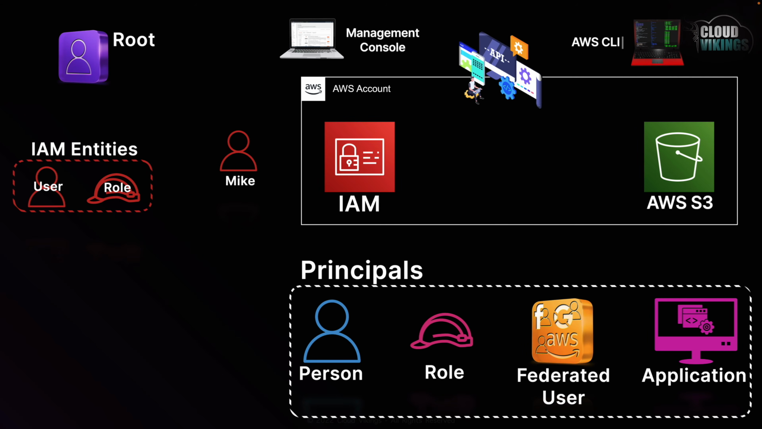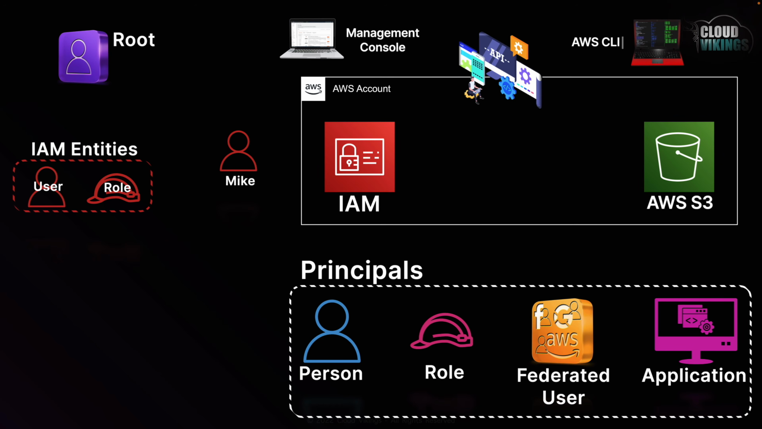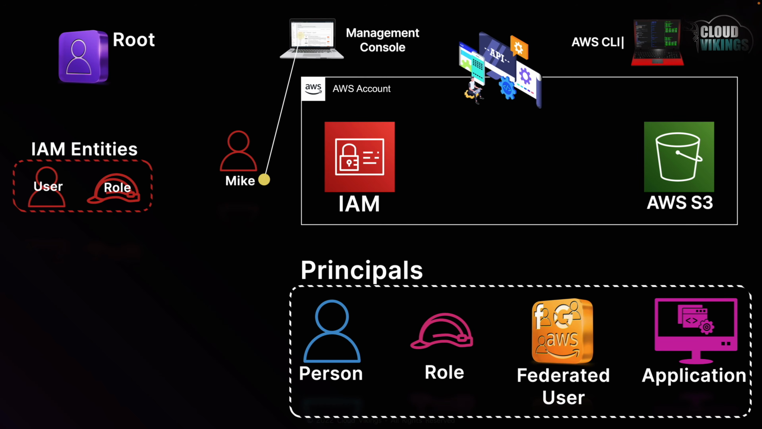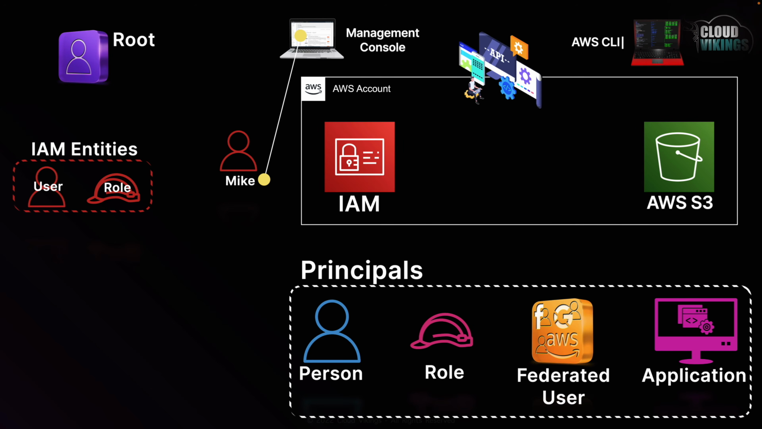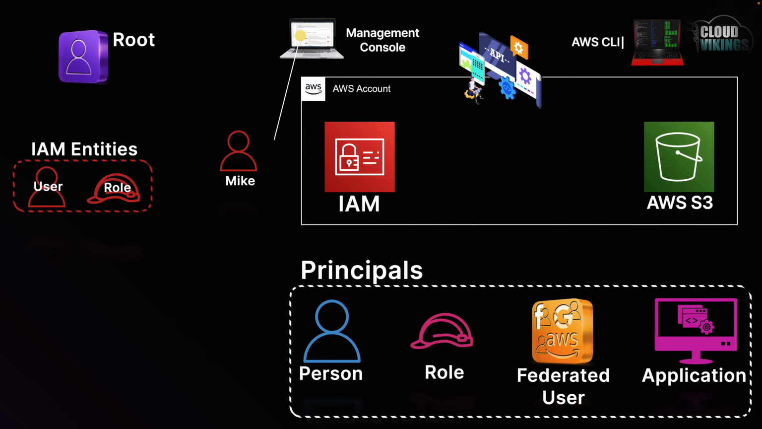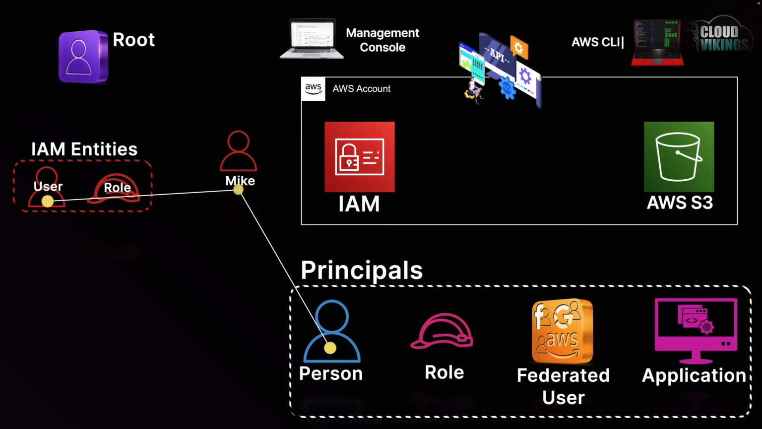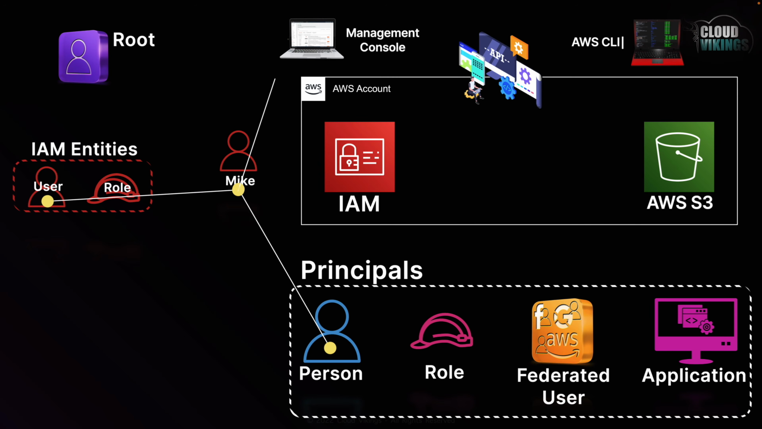This Mike IAM user would potentially have a username and password, or API access keys, or both. For example, we'd just be using the AWS Management Console here. So Mike would log in with just the username and password, and that authenticates us with the AWS account through the IAM service. So at this stage, our person principal identity has authenticated with AWS as an IAM user called Mike.